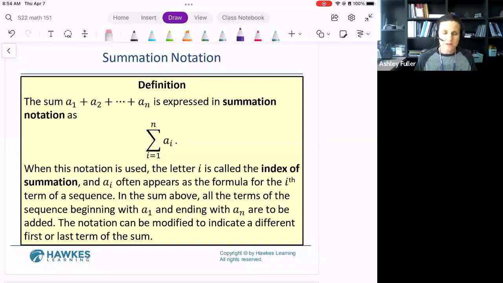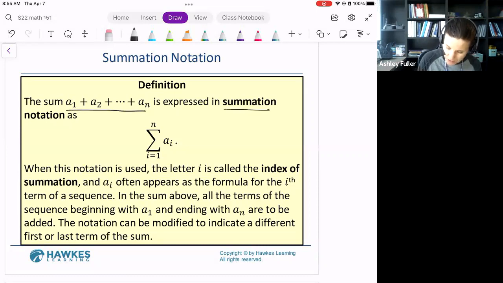When looking at sequences and series, it's very important to understand notation. If I have a sequence of numbers, so just a list of A1, A2, A3, and so on up through An, and I want to add all of those terms together, we can write each of those terms out, or we can use what's called summation notation.